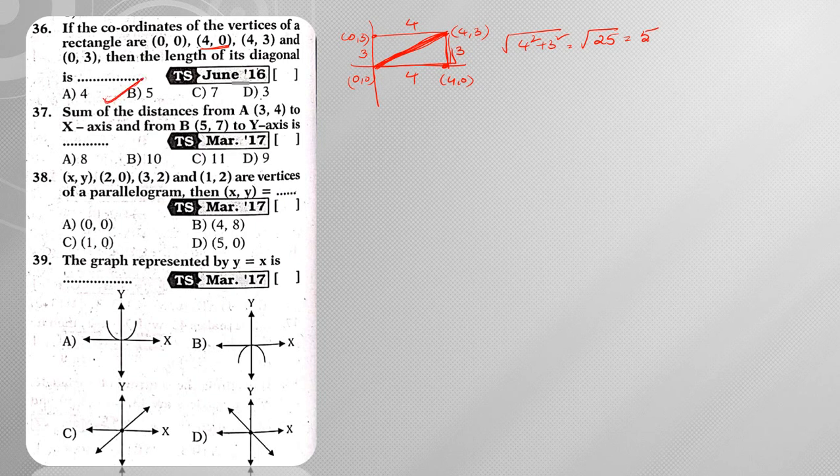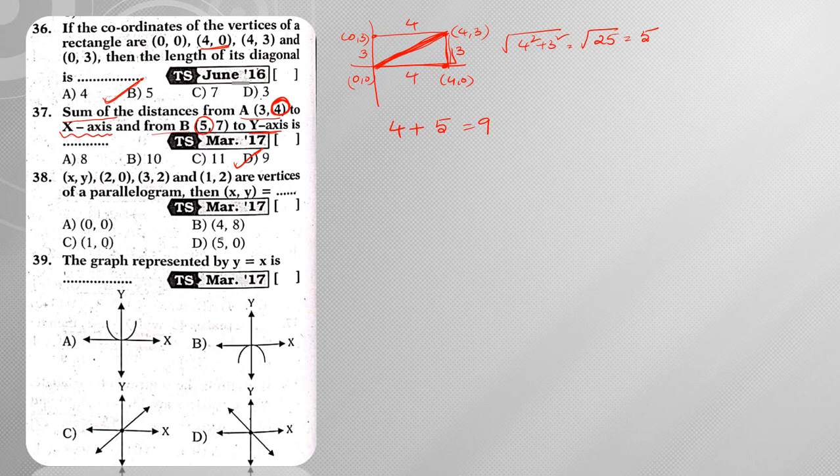Next, the sum of the distances from A 3, 4 to the x-axis and from B 5, 7 to the y-axis is. So here he is saying to the x-axis, so what should I consider? The y coordinate. So the y coordinate is 4. Next, from B to the y-axis. Y-axis means you need to consider the x coordinate. So the sum of distances he is asking is 4 plus 5, which is equal to 9. Hence the answer is option D.